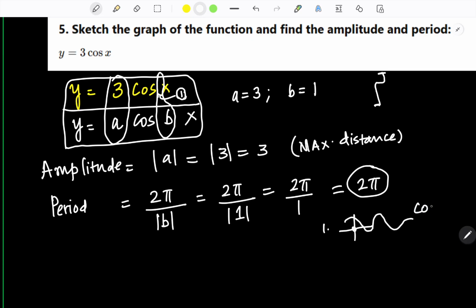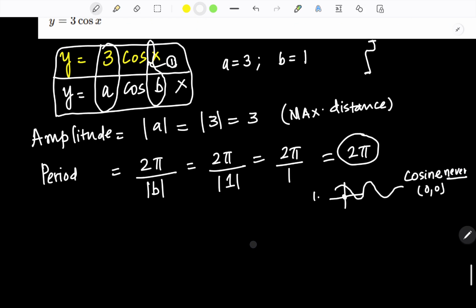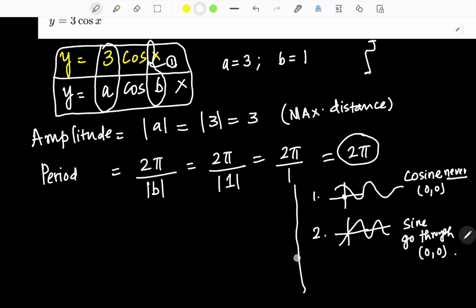So the cosine curve never goes through (0, 0). Never, never, never. Keep in your mind. Never means it will not go through (0, 0). Next one is the sine curve. The sine curve always goes through (0, 0). This is the first point you need to keep in your mind.